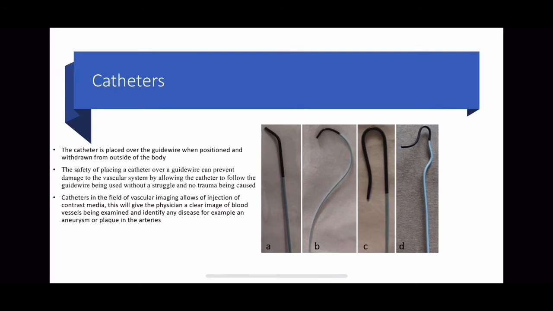The catheter is placed over the guide wire when positioned and withdrawn from outside of the body. The safety of placing a catheter over a guide wire can prevent damage to the vascular system by allowing the catheter to follow the guide wire, being used without a struggle and with no trauma being caused.